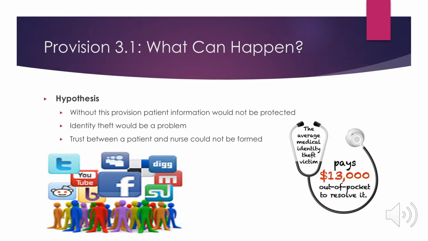So what can happen? A hypothesis would be, without this provision, patient information would not be protected, identity theft would be a problem, and the trust between a patient and nurse would not be formed. So hypothetically, our right to privacy would not be protected. Medical records may be carelessly left open for prying eyes to see, leading to increased occurrences of identity theft. The average medical identity theft victim pays $13,000 out of pocket to resolve it.